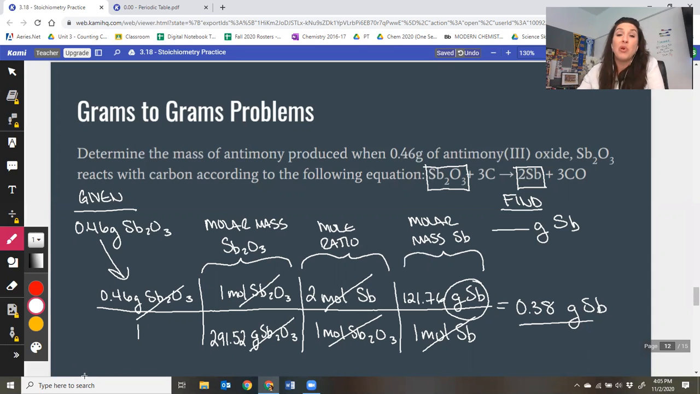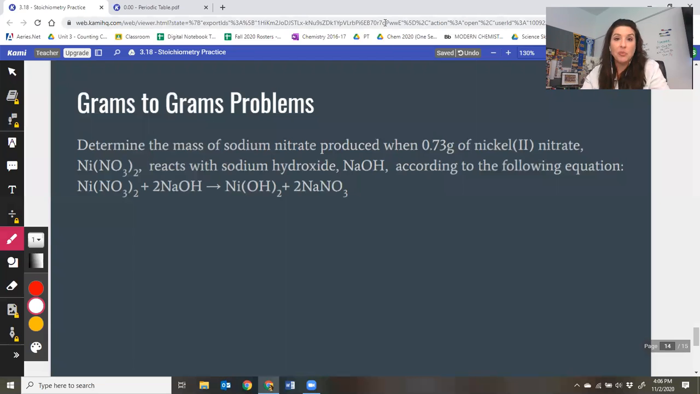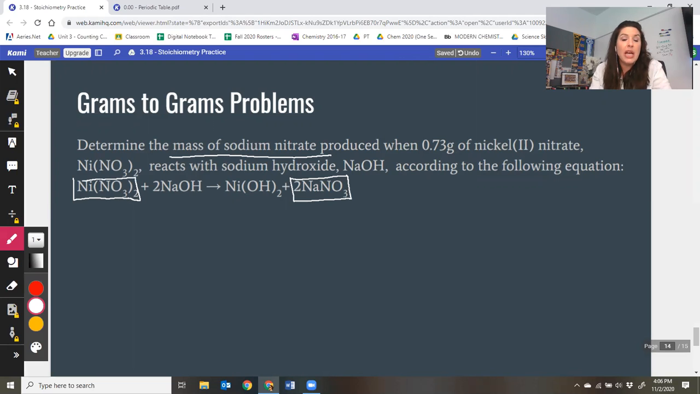Okay, we've got one more for you to try today. So do your best to try this on your own as much as you can. This final problem for the day asks you to determine the mass of sodium nitrate produced. So here is our sodium nitrate. When 0.73 grams of nickel 2 nitrate, and that is here, reacts with sodium hydroxide according to the following equation.